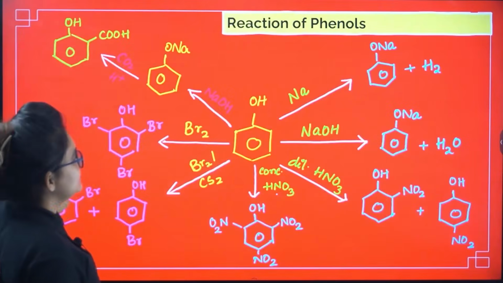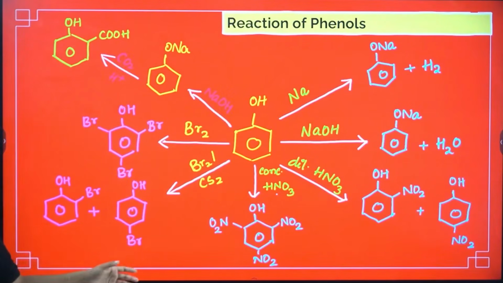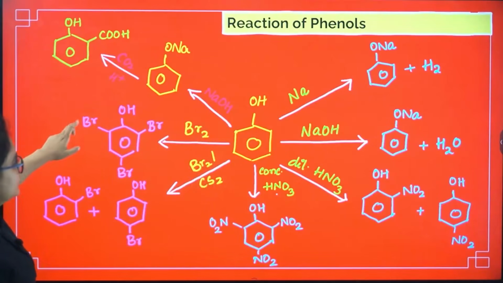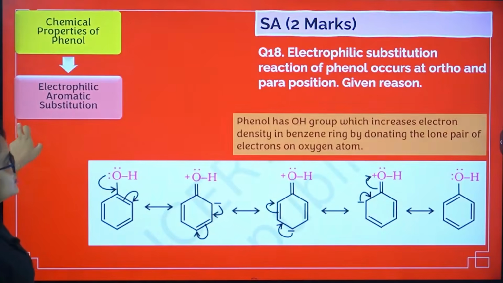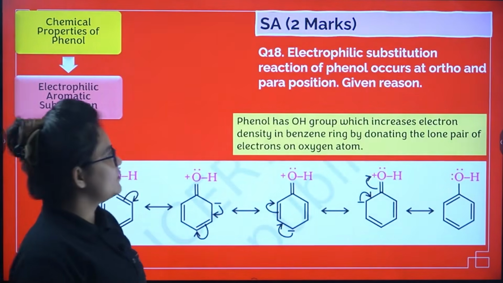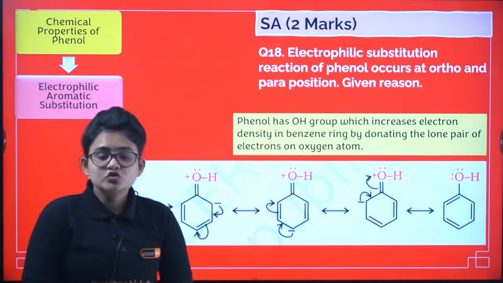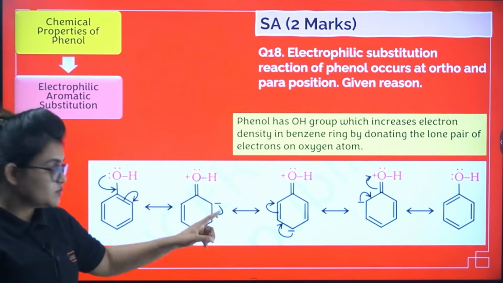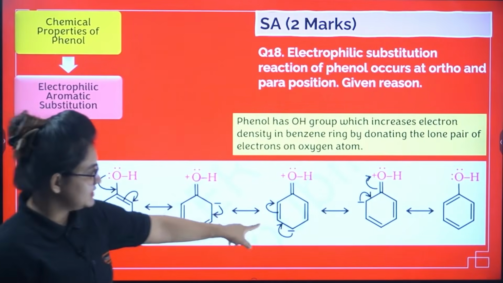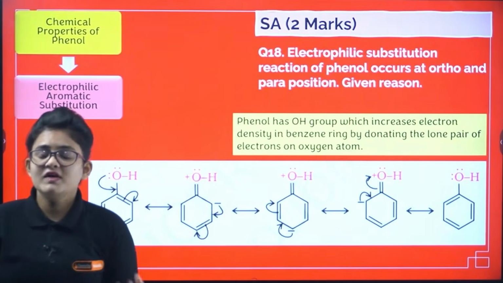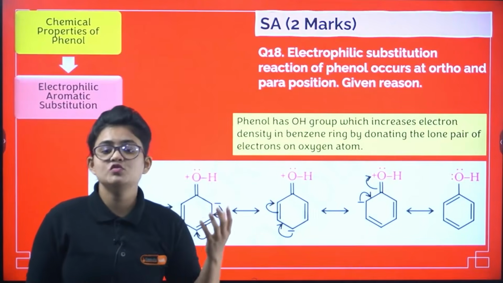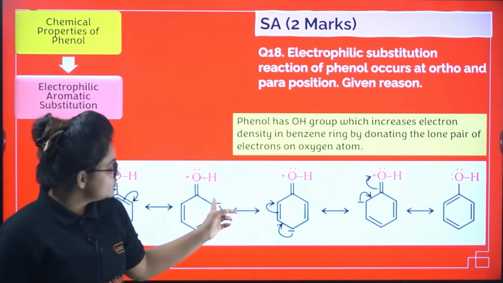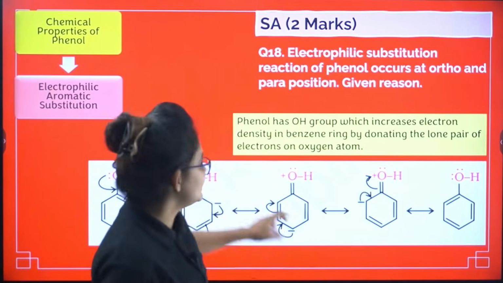Let's proceed. There are reactions of phenols. You can see whenever it is treated with bromine, HNO3, all the reactions are covered here. Let's proceed with the questions. Electrophilic substitution reaction of phenol occurs at the ortho and para positions. Why? Because of resonance, the electron cloud density becomes more in the ortho and para positions. Any positively charged electrophile that wants to enter the ring will choose the position where the electron density is more, so it will choose the ortho or para position. I guess it's clear.